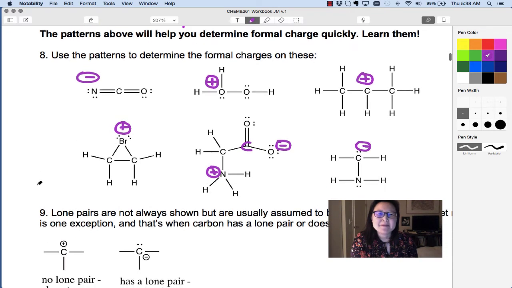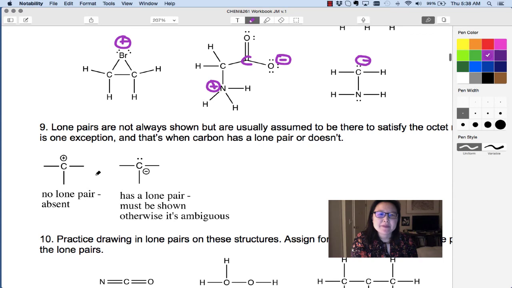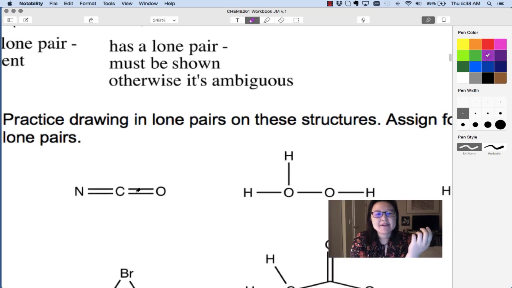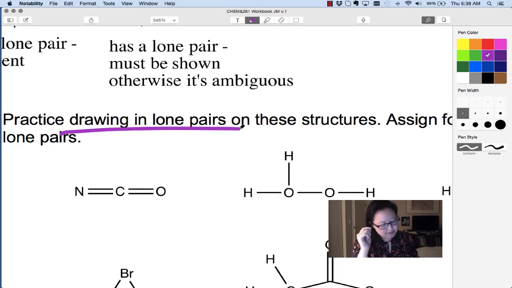All right, now there's something here in number 9 I want to point out. Carbon, if you look back to your chart, has a positive version and a negative version, but both with 3 bonds. The difference is the lone pair. So now most atoms, if you don't draw the lone pair, you are assumed to know that they're there. For example, right here in number 10, practice drawing in the lone pairs. Okay, so I know that there are lone pairs here because I know these have to have an octet. Oxygen has those, and carbon doesn't, already has an octet, and nitrogen needs 2, 4, 6, 8. So that's how I know how many lone pairs there are.